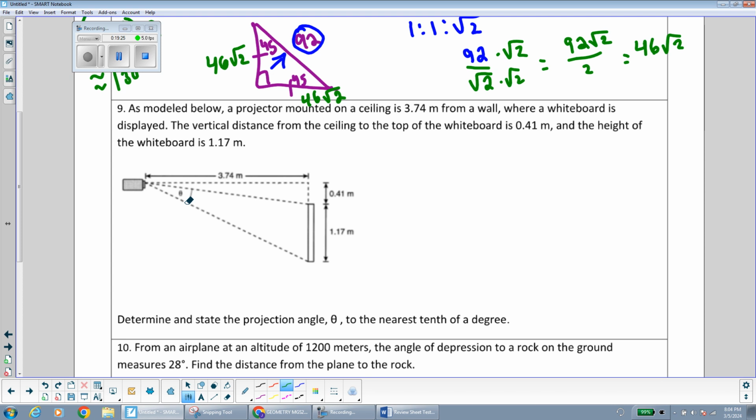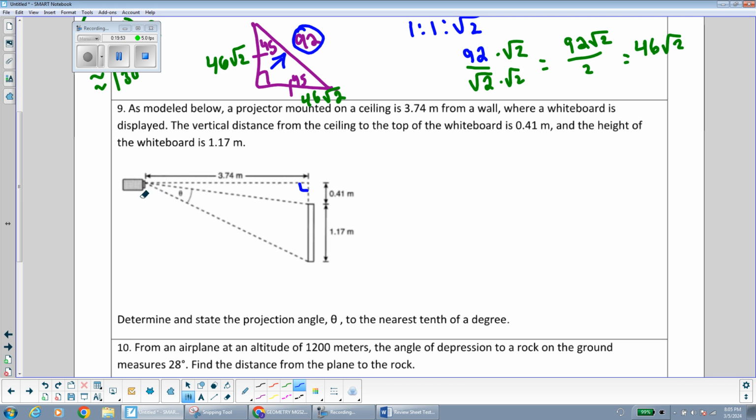Now, I'm finding angle theta, but if you take a look, the triangle that angle theta is part of doesn't have a right angle. So we don't know it's a right triangle, so we can't directly use a trig ratio on it. So I'm going to look for right triangles. I have this small right triangle over here, this one. And I also have this big right triangle over here.